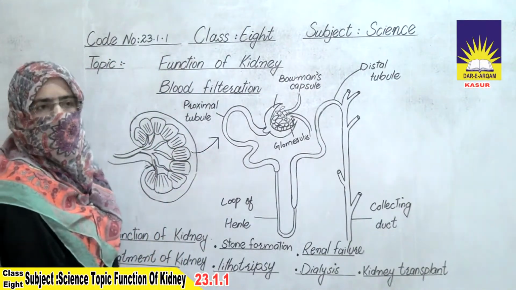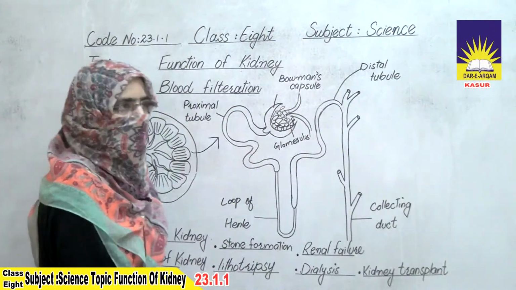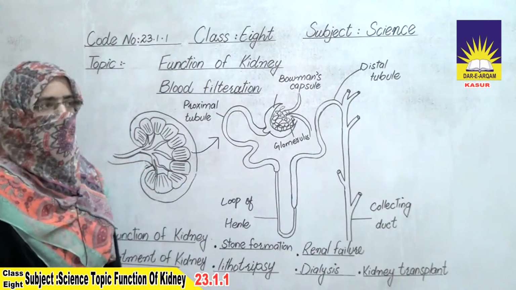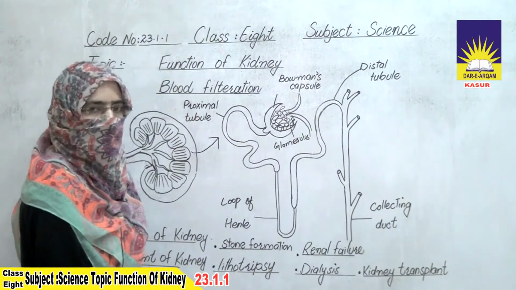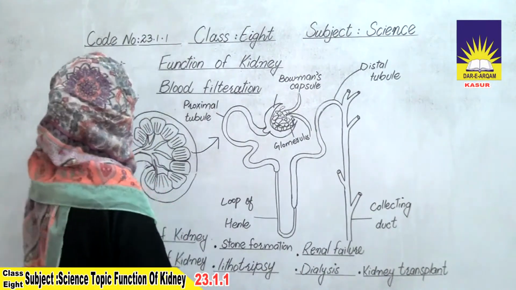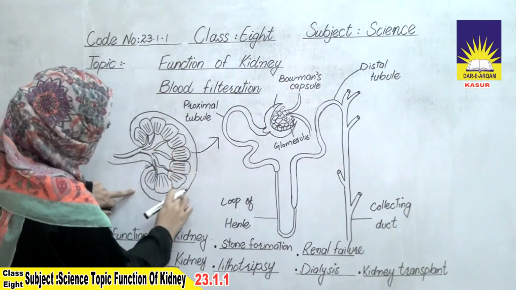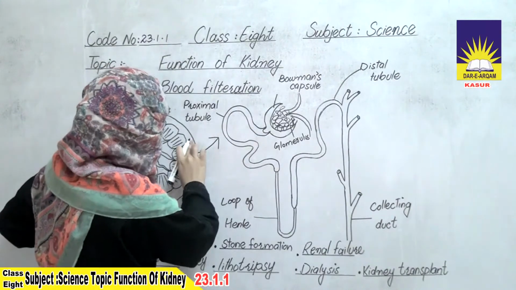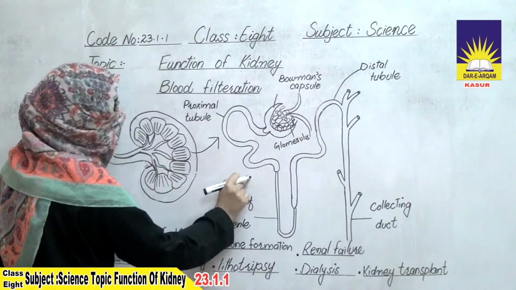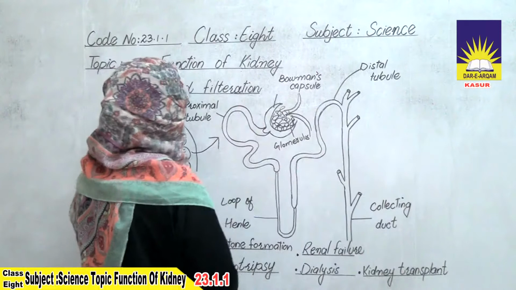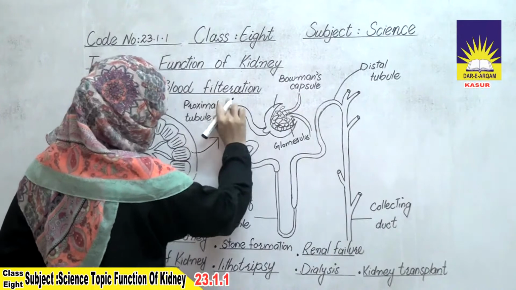As we know, the main function of kidney is blood filtration. What is blood filtration? Blood filtration means that all the nitrogen waste from the blood is filtered in the kidney. This is the structure of kidney. In kidney, these pyramid shapes are present. In these pyramid shapes, such type of nephron is present. In this nephron, all the blood filtration happens.